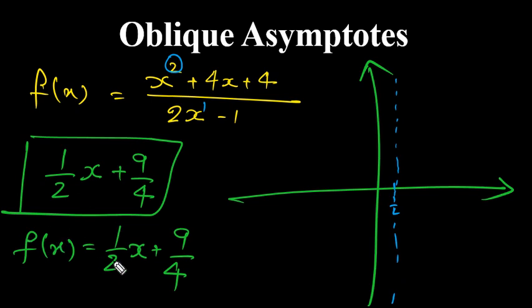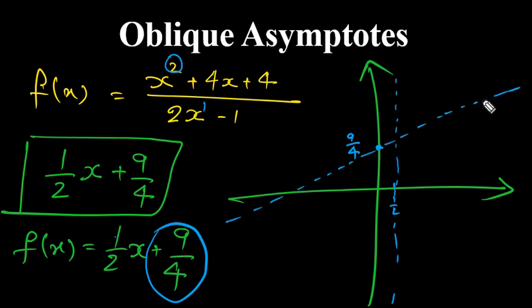Your oblique asymptote is a straight line. So the y-intercept is plus 9 over 4. So let's say somewhere here is plus 9 over 4. The slope is 1 over 2, so one step up and two steps right. I'm not using the exact one. I'm just drawing a straight line because it's a rough graph that will look like something like this. You can write this in Desmos and you will be able to get the exact line.